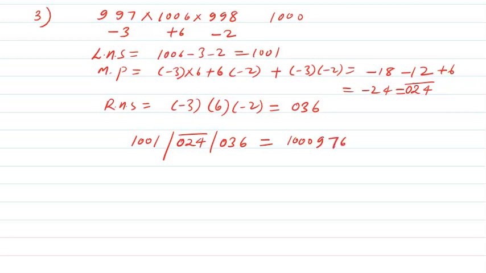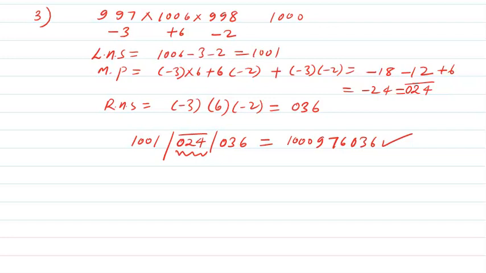I hope you have understood the process, that you reduce this number by 1 and write the complement of this number. How to write the complement? Subtract all the numbers from 9 and the last digit from 10. So 9 minus 0 is 9, 9 minus 2 is 7, and 10 minus 4 is equal to 6, and then the right hand side, that is equal to 036.